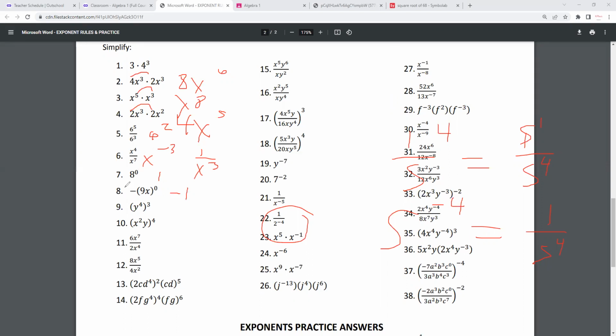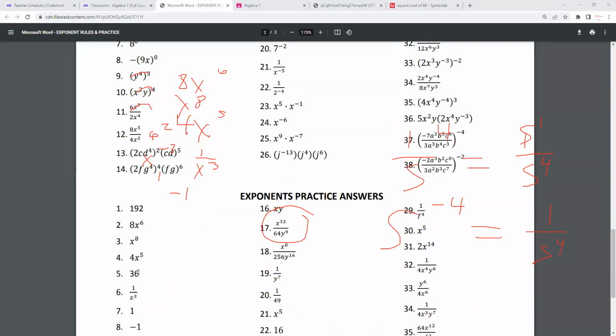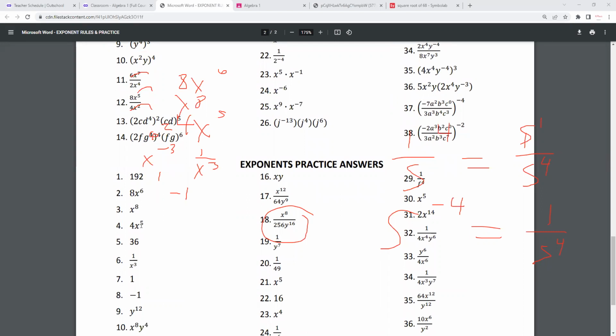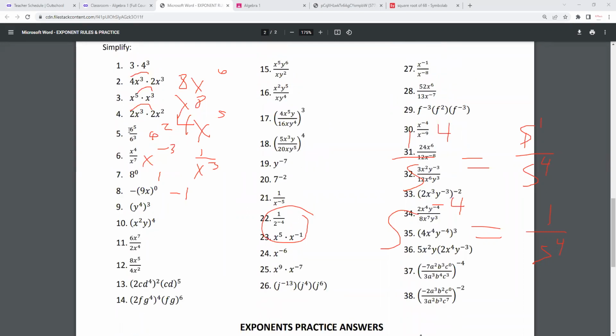So parentheses first, and then deal with the rest. And so, yeah, you can kind of go through these. I'm just making sure I got them right. It looks like for number 5, they wanted you to actually do the math, and you would get 36. Yeah, 6 to the 2nd is 36.